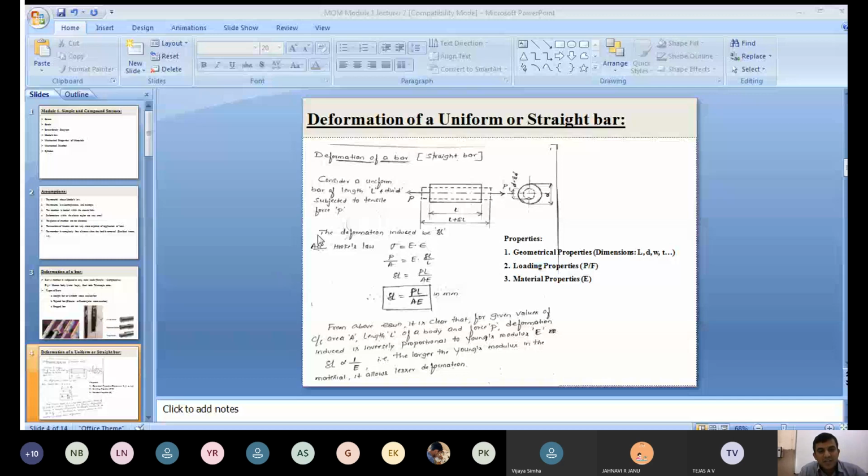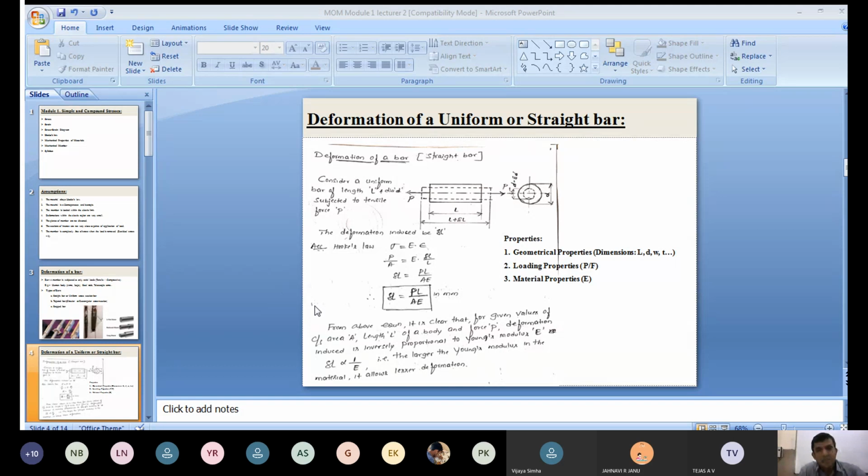What is the deformation here? Change in length by original length, right? Now our ultimate aim is to determine the deformation induced in the bar. This is the change in length. Then change in length is equal to PL by AE. You should remember this, the rectangular box in the formula. Change in length in a uniform bar is equal to PL by AE.